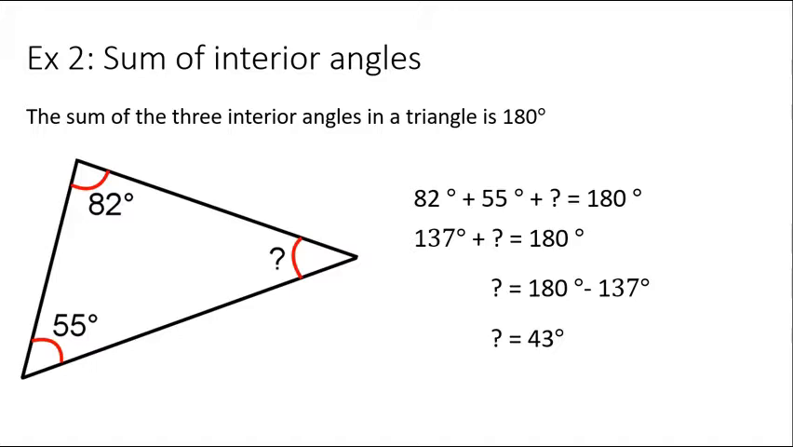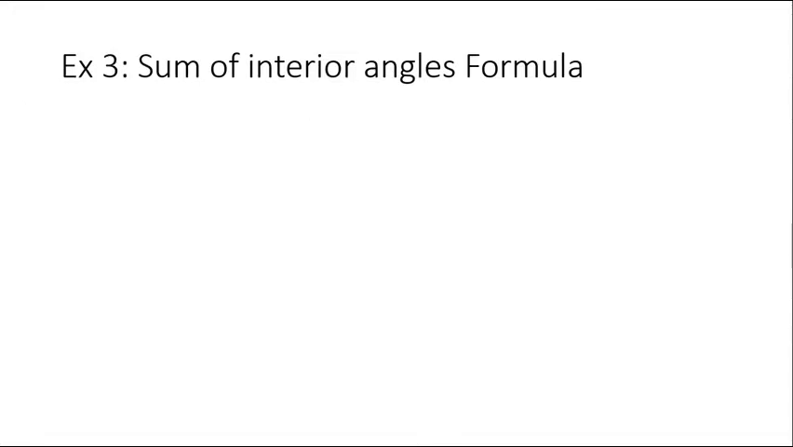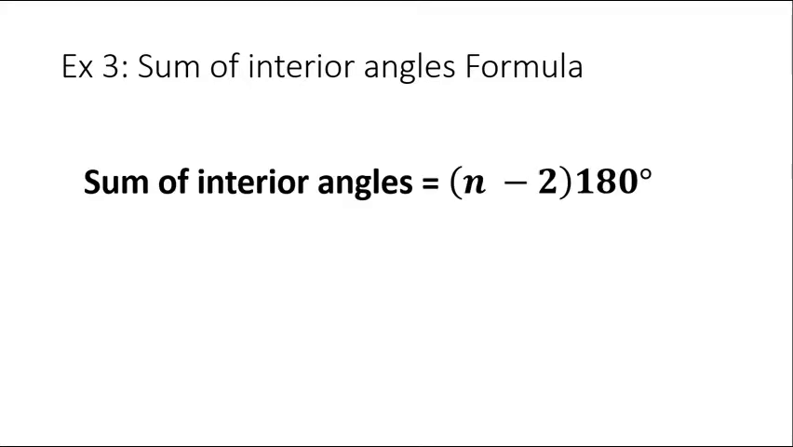Okay, looking at example 3. Now the sum of the interior angles formula. This formula works for all shapes. It's called sum of the interior angles equals n minus 2 times 180.